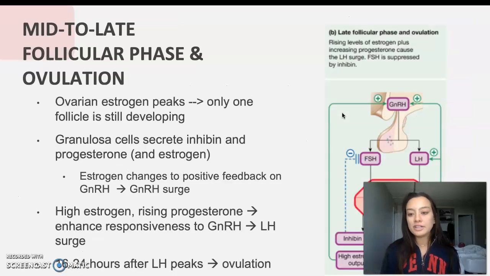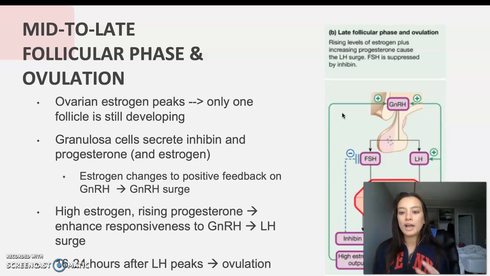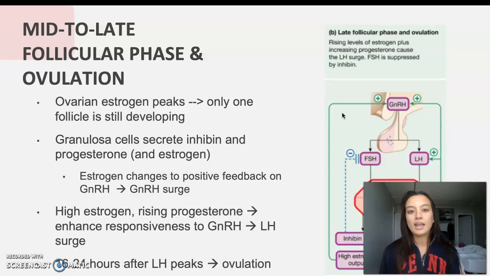During the mid to late follicular phase and ovulation, so starting with the mid to late follicular phase, we have ovarian estrogen peaking, which makes sense because estrogen causes release of more estrogen through positive feedback, and now we only have one follicle still developing, so the granulosa cells in that follicle will secrete inhibin and progesterone in addition to the estrogen. So estrogen here is actually going to switch functions, and so now it's going to cause positive feedback on the GnRH in the hypothalamus. So that causes a surge of gonadotropin releasing hormone.